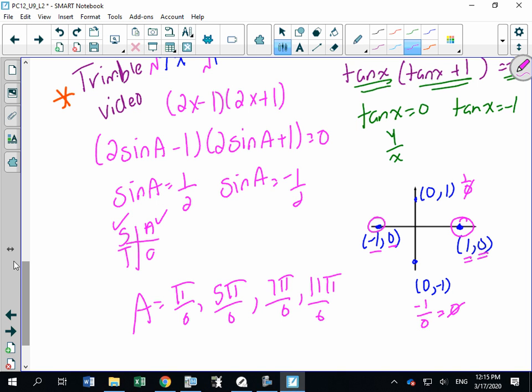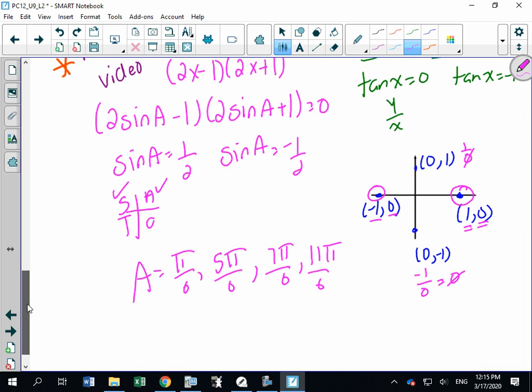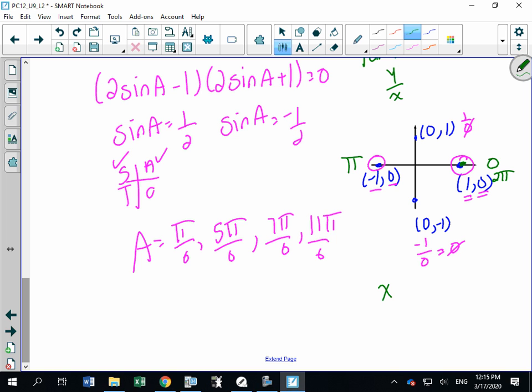So within our given domain, so they want solutions less than or equal to 2 pi, greater than or equal to 0. So what that means is that right here, we start at 0, and that is a solution. Then pi is a solution. Then 2 pi is a solution. So we actually have within that domain 0, pi, and 2 pi are solutions. So x is equal to 0, pi, and 2 pi.